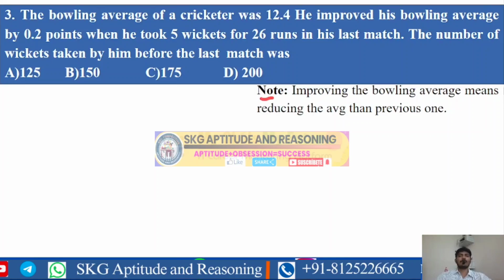Otherwise, you will get a different answer here. So try to remember this point. When a bowler is improving his bowling average, it means he is actually reducing the average compared to the previous one.